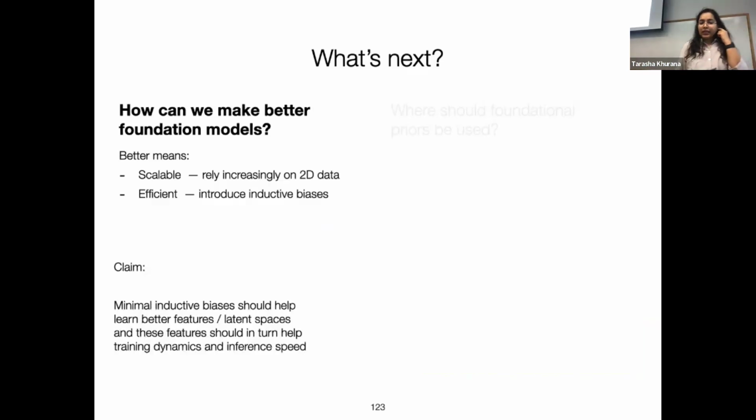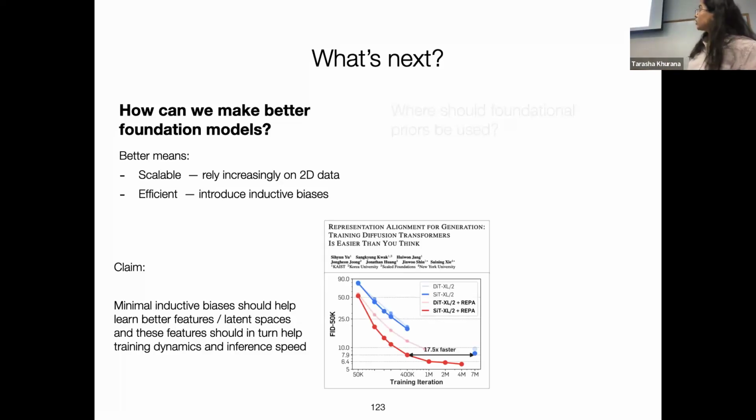And the claim I want to make is that with better biases, the models will inevitably learn better representations, which is going to result in more efficient models. There is some evidence from recent work that if you align the intermediate features in diffusion transformers with pre-trained vision encoders like DINO, you can train your diffusion models 17 times faster.